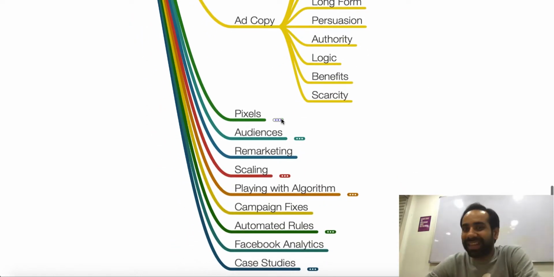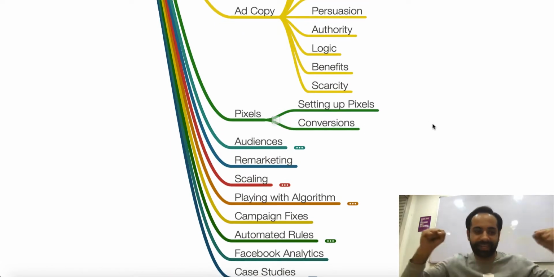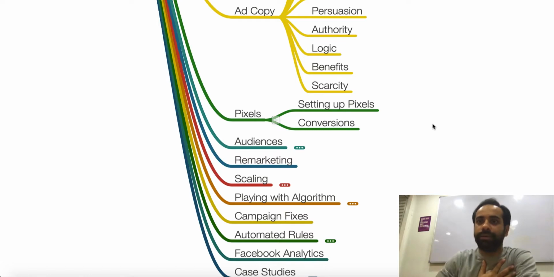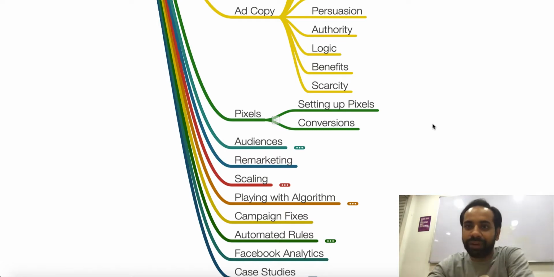Then we're going to talk about pixels and data. Because of pixels, what I've been able to do is zero targeting. I have not targeted anybody, and I'm still getting leads and results at a very, very cheap rate.